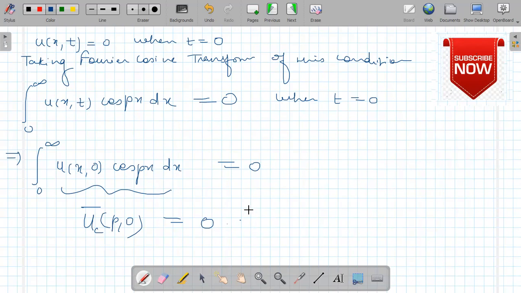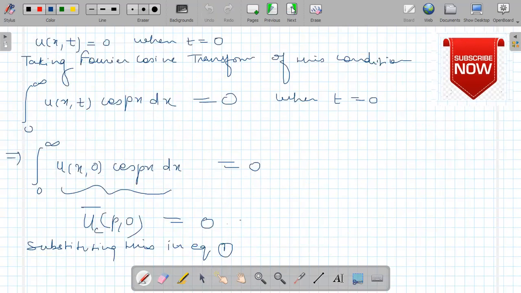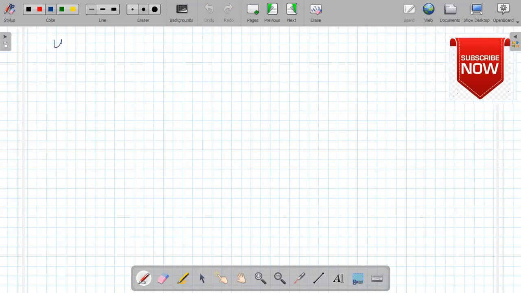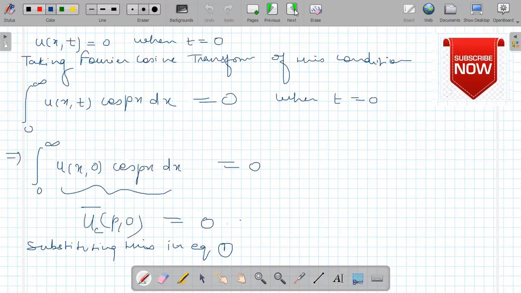So substituting this condition in equation 1. What is equation 1? Uc bar p comma t is equal to this. So we put t is equal to 0 there, so that on the right hand side we have only mu upon p square plus c.